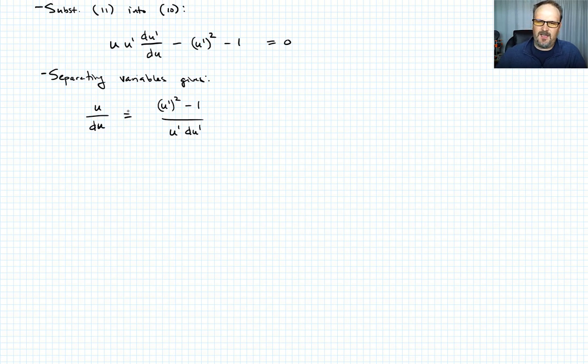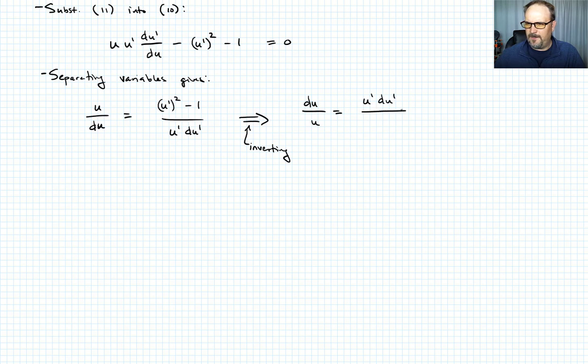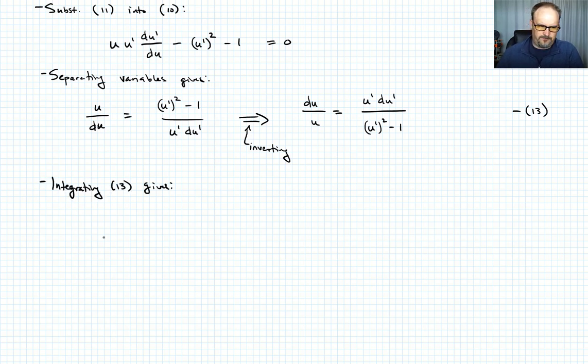Of course, this isn't yet helpful. What do I want to do? I want to invert both sides. So I'll just say here, this is inverting. And this then becomes du over u is equal to u prime du prime divided by u prime, the quantity squared, minus 1. Let's call that equation 13. And now I can just integrate both sides. So I can integrate equation 13.